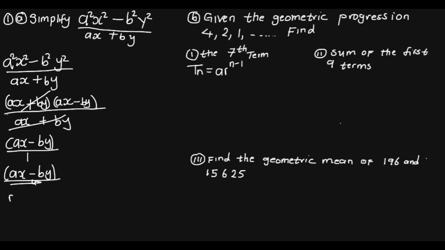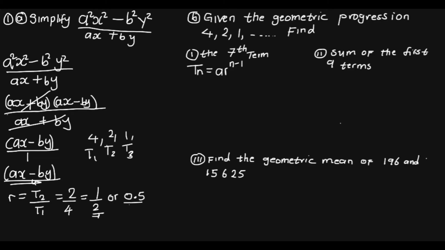The formula is r equals the second term divided by the first term. From the numbers, we can see that our first term is 4, our second term is 2, and our third term is 1. Substituting, the second term over the first term is 2 over 4, which reduces to 1 over 2. We can leave our answer as a fraction, or divide: 1 divided by 2 is 0.5. So this is our common ratio.